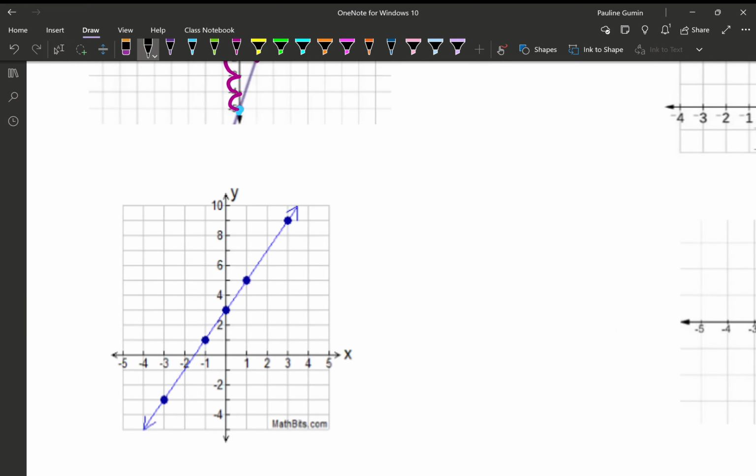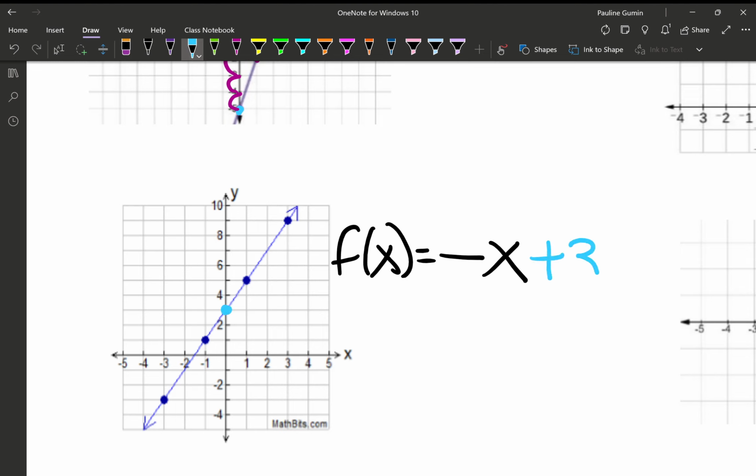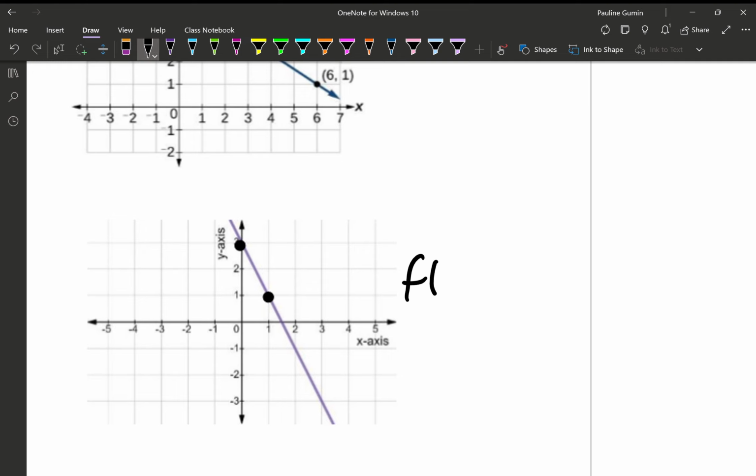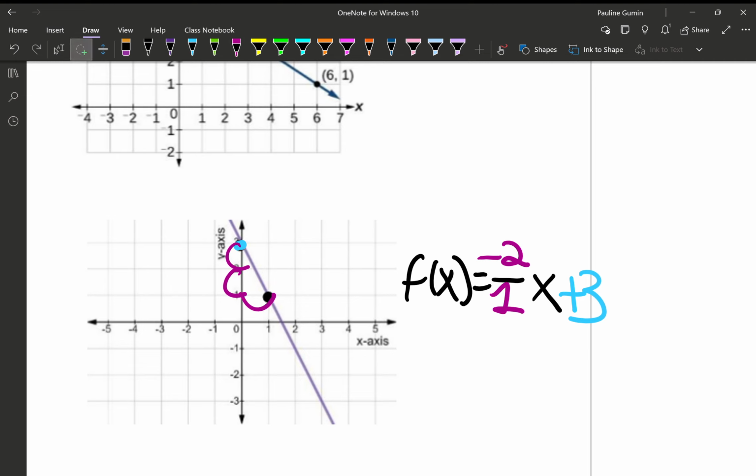Let's look at this one. I'm going to start off again. F of x equals some slope and x. My y-intercept is right here, so that's positive 3. For my slope, it looks like I'm going up. So I go up 1, 2, to the right, 1, 2, over 1. Let's try this one out. F of x equals some slope. Right here, it looks like that's positive 3, so plus 3. And then it looks like I'm going down 1, 2, negative 2, to the right, 1.